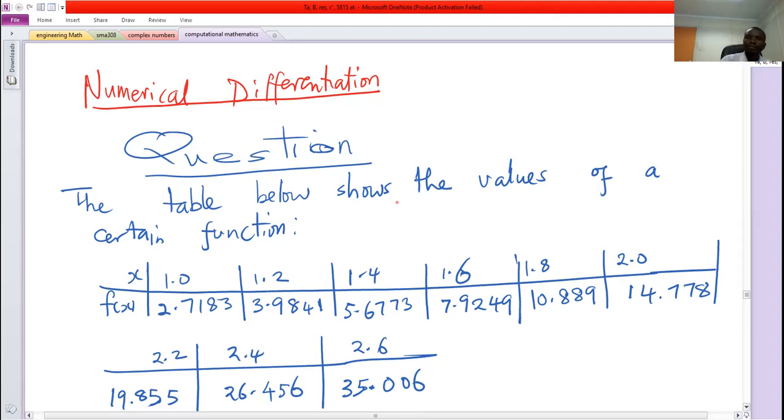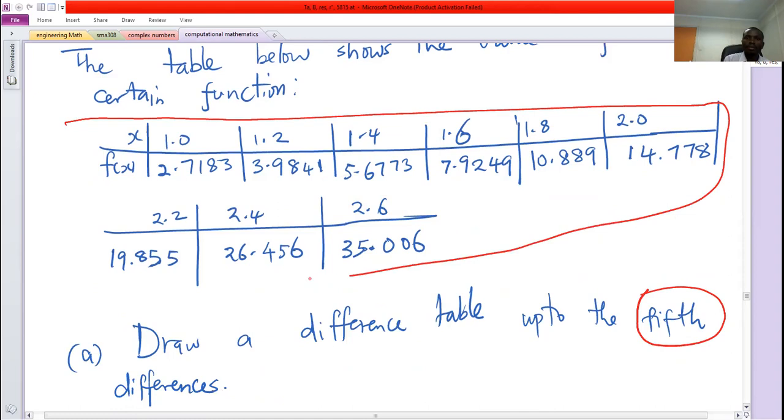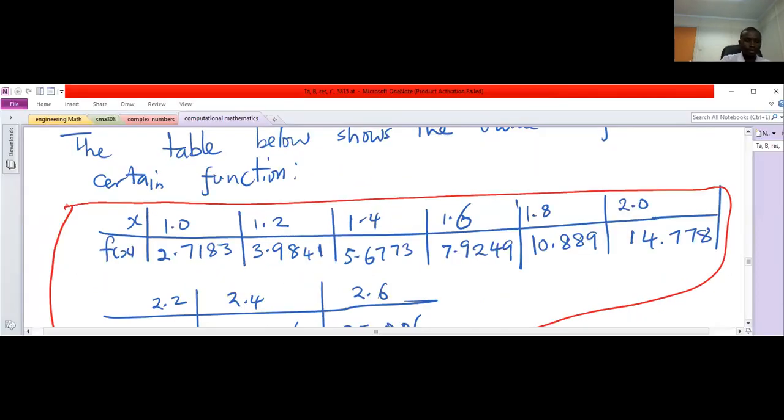So the first question: draw a difference table up to the fifth differences from this given table. Draw a difference table up to the fifth difference using the table given in the problem.